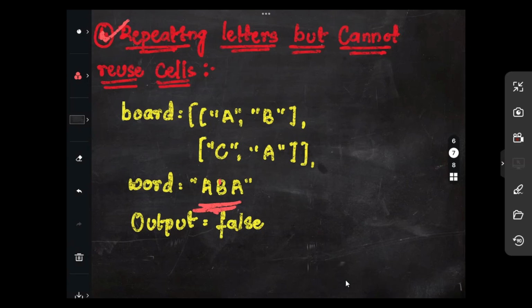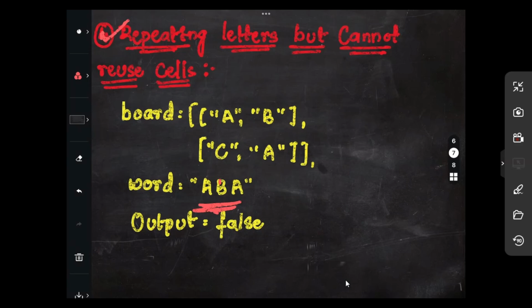So these are the edge cases that we need to keep in mind. The first edge case is the word exists in the middle. The second edge case is word is longer than all cells. The third edge case is word is a single letter. And the final edge case is repeating letters but cannot reuse cells, right?